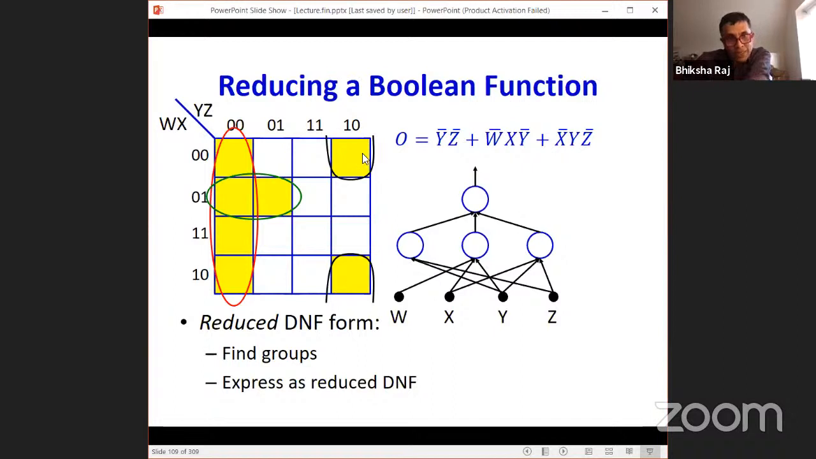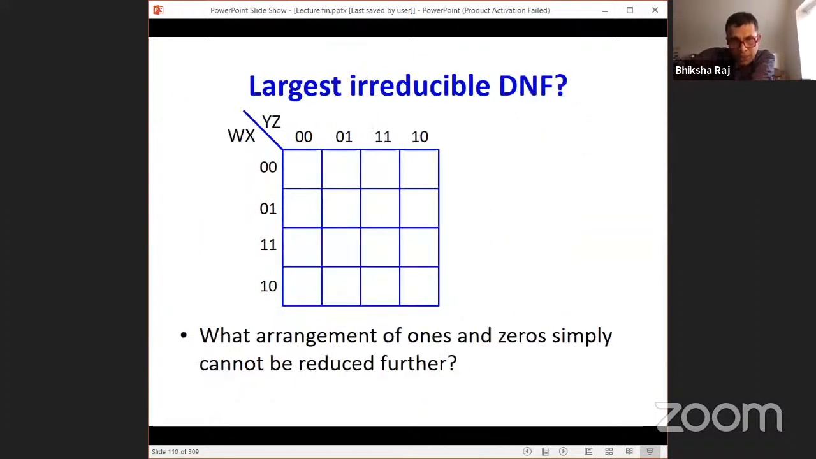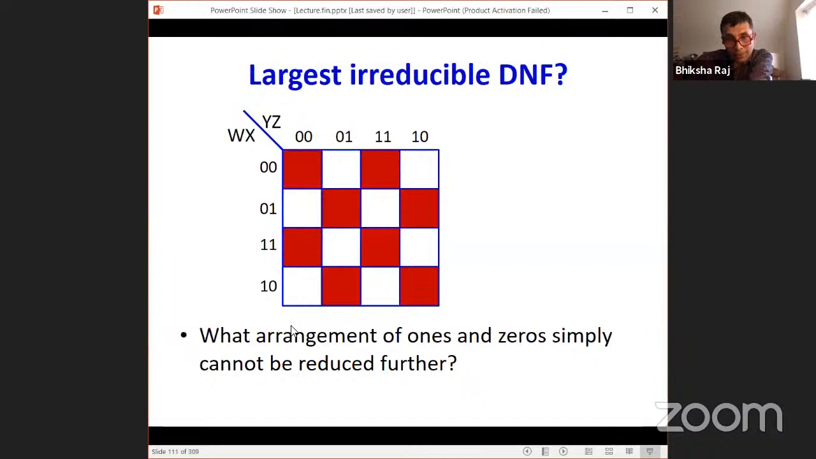So long as I can begin grouping these highlighted cells in my truth table, in my Karnaugh map, I can keep reducing my DNF formula and reducing the size of the one hidden layer neural network that models this function. But then what arrangement of ones and zeros simply cannot be reduced further? Anyone? Is there a pattern that cannot be reduced? A chessboard, right? Something like this. There's no way I can group it.